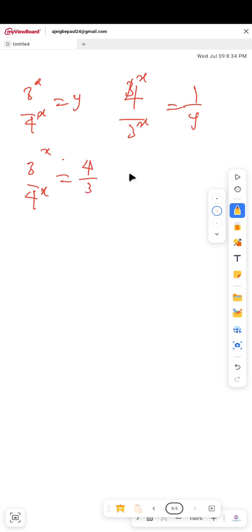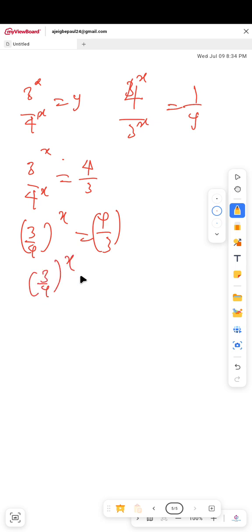Okay, 4 over 3. And then, so this is 3 over 4 raised to the power of x is equal to 4 over 3. So I can rewrite 4 over 3 as 3 over 4 raised to the power of minus 1. So this will be 3 over 4 raised to the power of x is equal to 3 over 4 raised to the power of minus 1. So 3 over 4 we cancel out 3 over 4. So we have x is equal to minus 1. So x is also equal to minus 1 here.